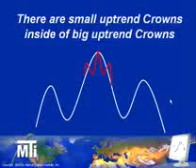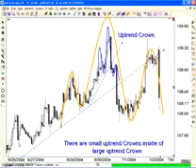Now, there are small uptrend crowns inside of big uptrend crowns. See how the market's rallying? See, this is what I'm talking about. It breaks that inner trend line. See how it broke it, came down to support, rallies up, and forms a right tip, then breaks the outer trend line, and a bigger crown is formed.